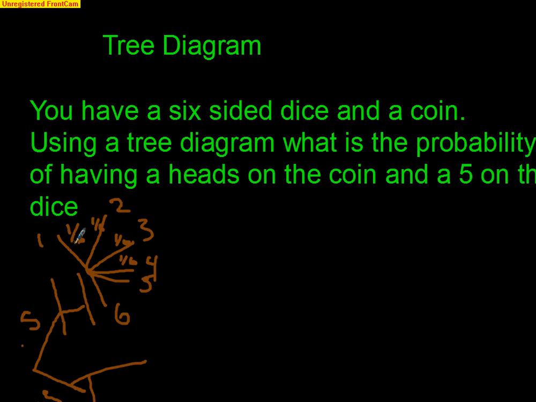You'll notice all these branches add up to 1, and all these branches add up to 1. And the way you calculate probability is, it's 0.5 for heads, and for 5 it's 1/6, so 0.5 times 1/6 is 1/12. If you remind me, I'll do another example in class on the board. Maybe that's a little bit easier to see, but that's the essence of a tree diagram.